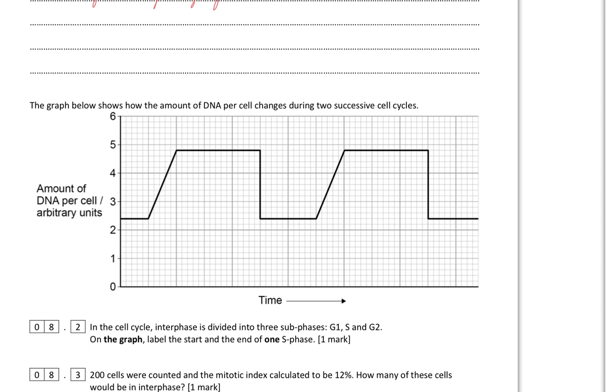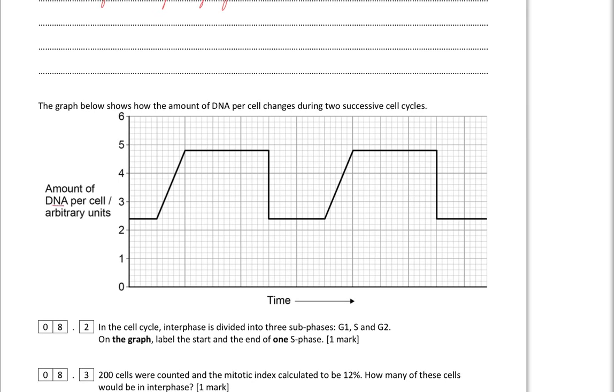8.2 shows the cell cycle. Interphase is divided into 3 parts. Where's the S phase? Well, the S phase showing the amount of DNA in the cell. In the S phase is when DNA replicates. So the start is there and the end is there. Yeah, it's that diagonal up bit.